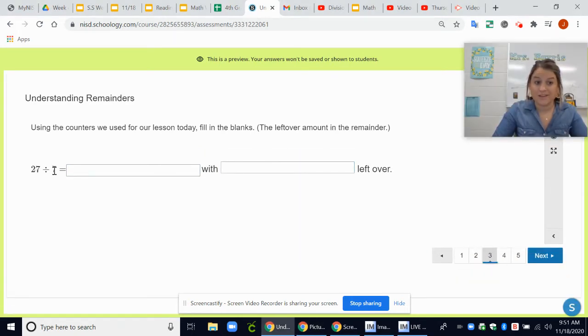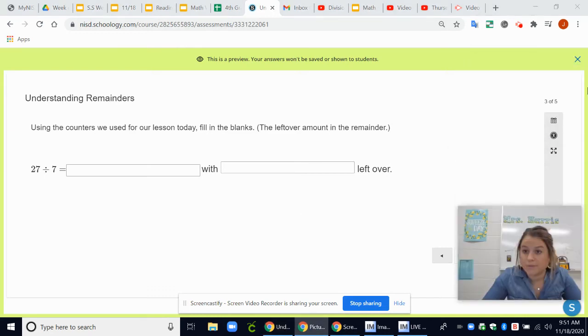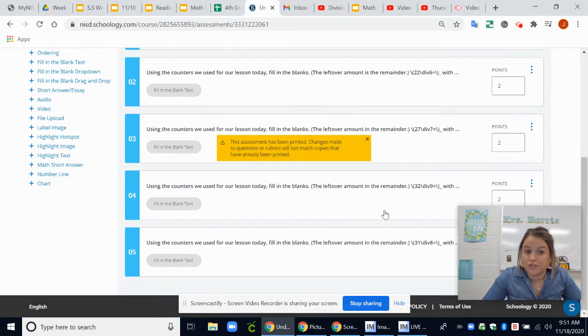So this one too, 27 divided by 7. Count out your 27 counters, break it up into groups of 7 or 7 groups. See how you can divide them up, and then what's your leftover. Your leftover is your remainder. So that's your Schoology assignment for today. Make sure you finish that and turn that in.